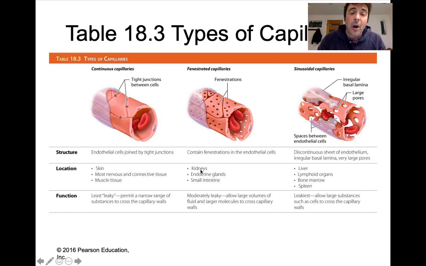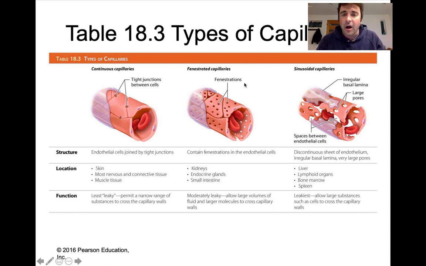And when you think about what the kidneys do, they filter blood plasma. That's one of their primary functional roles. So it makes sense that you'd find an abundance of fenestrated capillaries in the kidneys. Endocrine glands have fenestrated capillaries because when they produce a hormone, they need to be able to physically get it into the bloodstream so it can be swept along and move along. The small intestines have fenestrated capillaries for the same reasons. So the lumen of your GI tract is lined by these fenestrated capillaries.